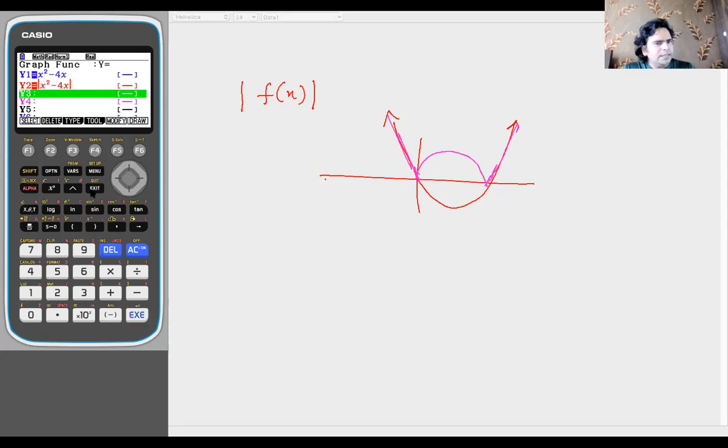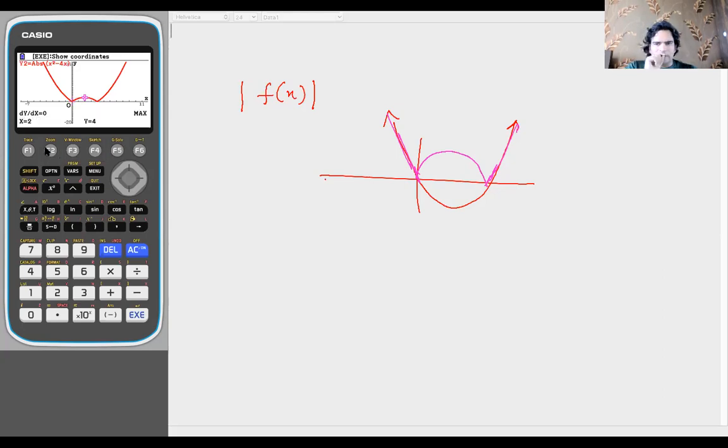In that case, you can just delete the first function, and this will be the absolute value graph. And you can find out the minimum and maximum. So the minimum is 0, and for the maximum, you can find out there is a turning point. So you can just use the graph for other types of questions. So this is how you do absolute value functions on the graph.